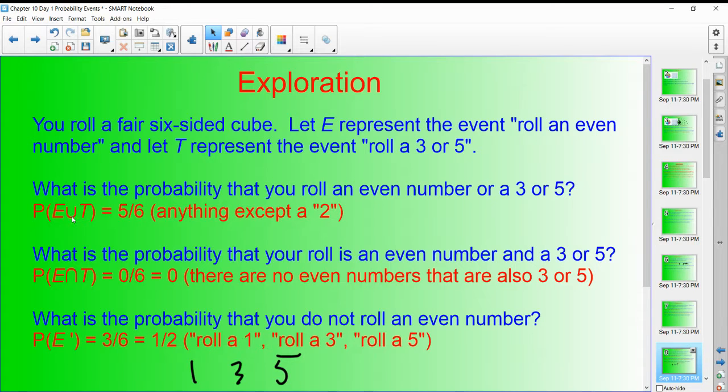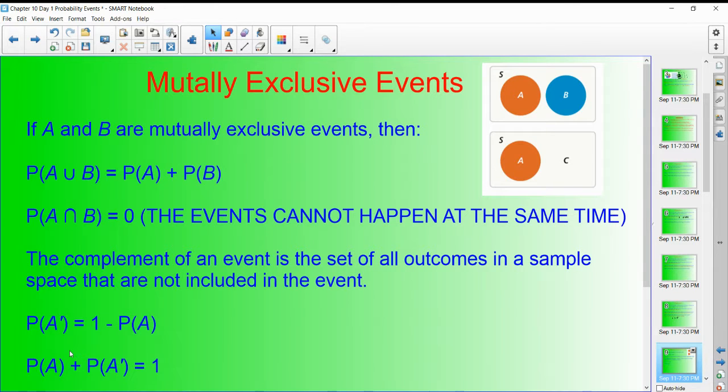So the union symbol means at least one thing's happening, at least one of these two events. The intersection symbol means they both have to happen. And the complement means that the event doesn't happen, so not even. So mutually exclusive events, like we saw in the last slide, are events that can't happen at the same time. They have no intersection. So even and odd. Maybe an event is roll higher than a 4 and then roll less than a 2. Can't happen together.